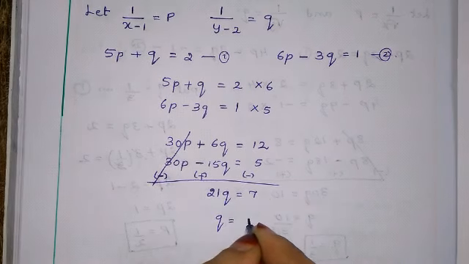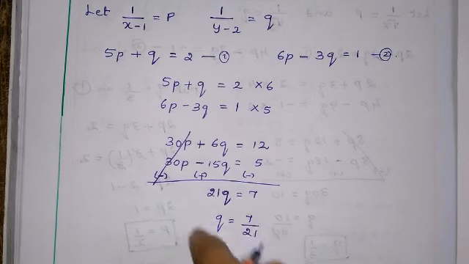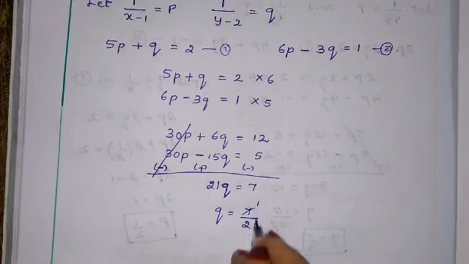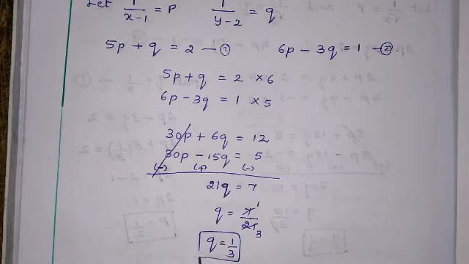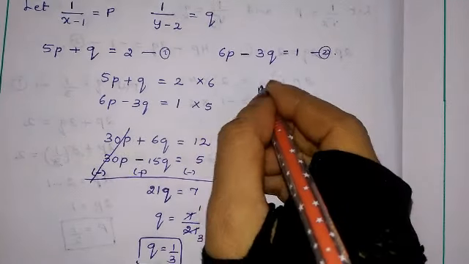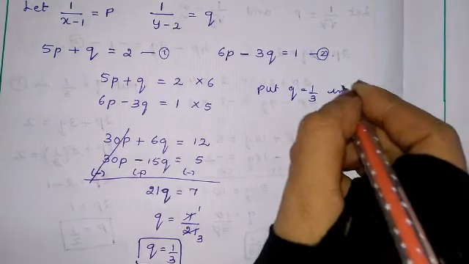q is equal to 7 by 21. Always, what we need to find, that number will come down. 7 1s are 7, 7 3s are 21. q is equal to 1 by 3, we got. Now what we have to do: put q is equal to 1 by 3 in any equation. So I'll prefer equation 1.